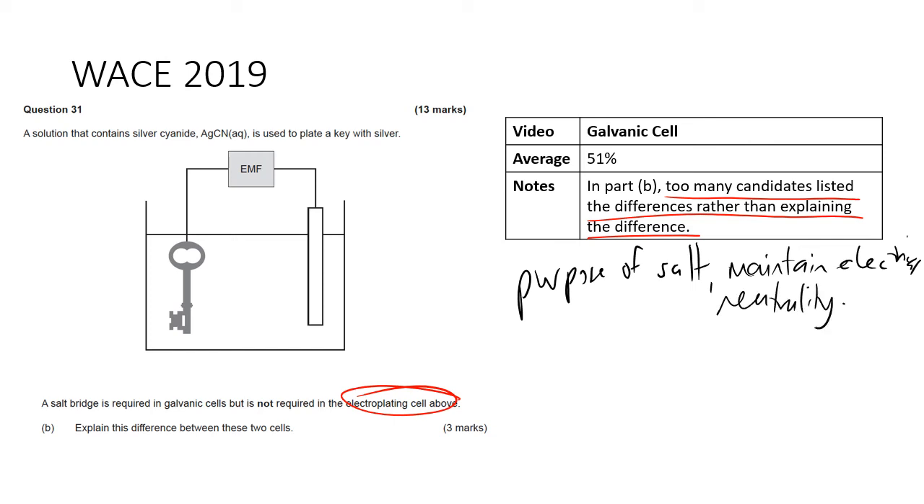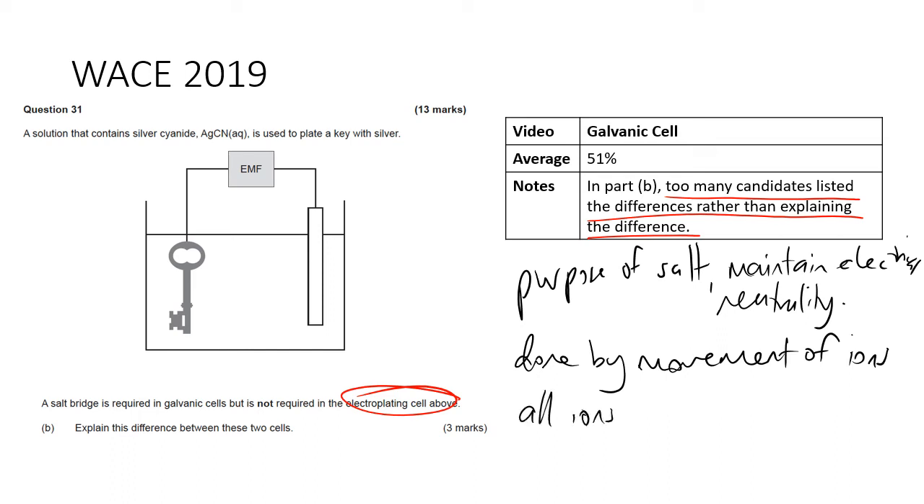Once you've done that, how does it do so? It's done by the movement of the ions. And then, why doesn't your electrolytic cell need it? You are going to have all of the ions mixed together. And why can you have all the ions mixed together? Because it's not a spontaneous reaction.